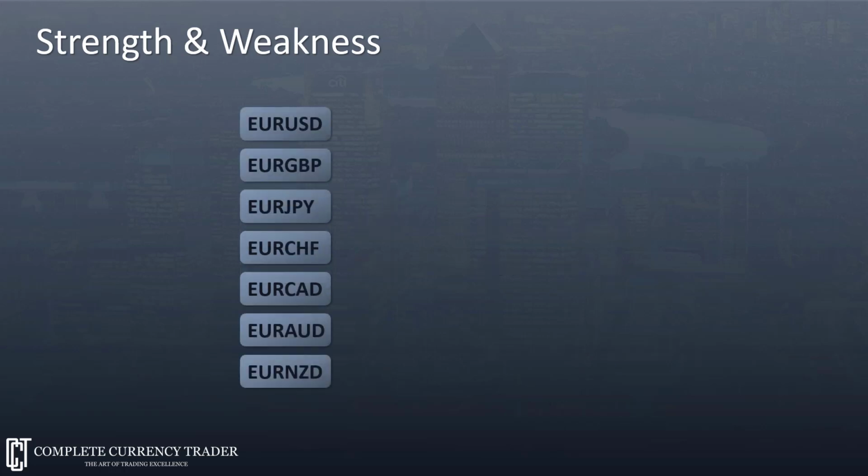But we would need to do this type of calculation for all 7 pairs that involve the euro. So let's look at this. We've got the euro US dollar plus 1%, the euro pound plus 1%, the euro yen minus 1%, minus 1% for the euro Swiss franc as well. The euro CAD is plus 2, the euro Australian dollar is plus 2, and the euro New Zealand dollar is minus 1.